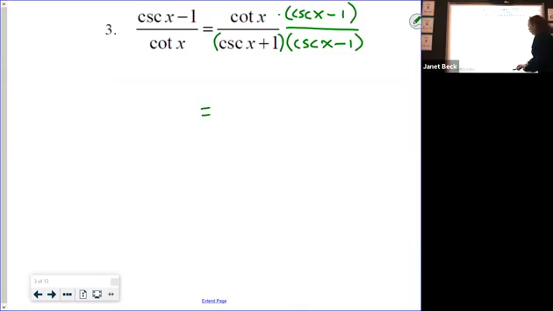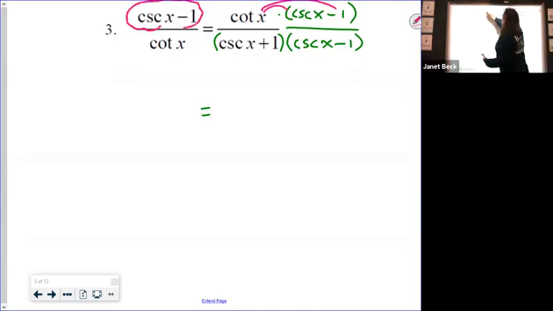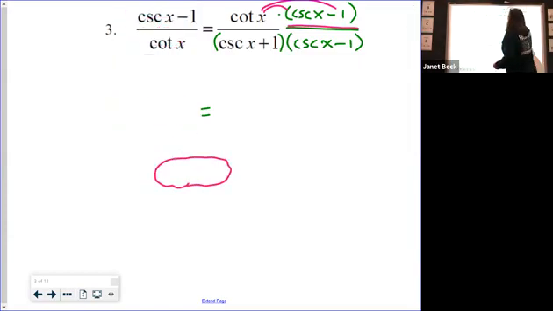Now, it would be perfectly valid math to distribute that there. But can you see why we shouldn't? Look at what we're aiming for. This is our goal. We want cosecant of x minus 1 in that numerator. So to distribute would ruin something that we want. We'd end up having to undo that by factoring it out again.